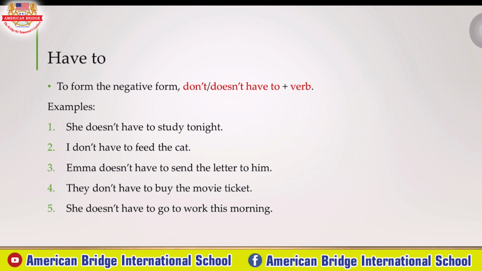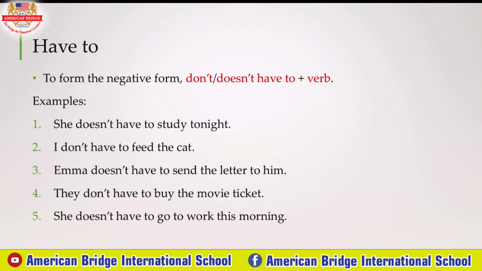Alright, everyone, so these are the examples that we use with don't have to or doesn't have to plus verb to talk about something that is not a necessity. Okay? So why do I say this? Because we use have to in a negative form, so it represents the meaning of something that is not important to do, right? So it is in contrast with the positive form.